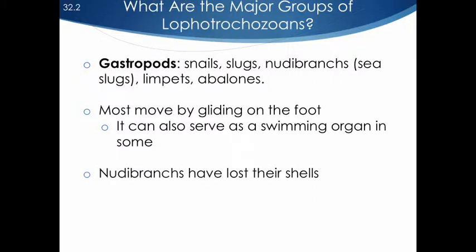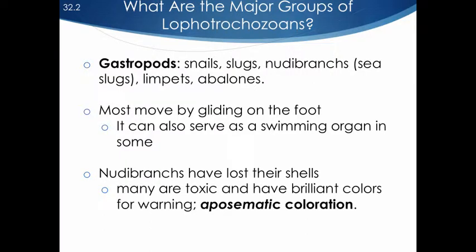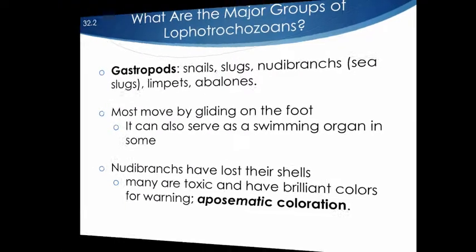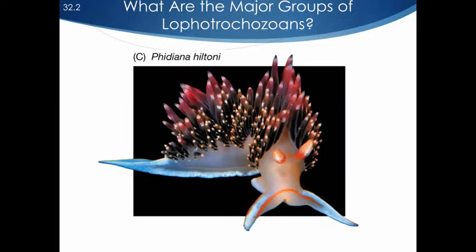So nudibranchs are organisms that have lost their shells. And many are toxic and have brilliant colors for warning. So that's called aposematic coloration. So here's a picture of a sea slug, and it looks pretty crazy. It almost looks like an alien. You can see the different coloration in it and the bright colors that serve as the aposematic coloration to warn that they are pretty venomous.